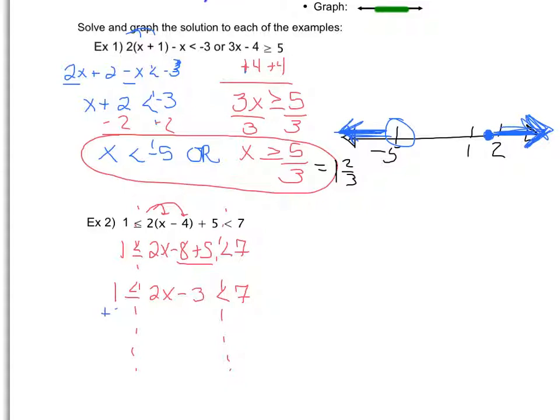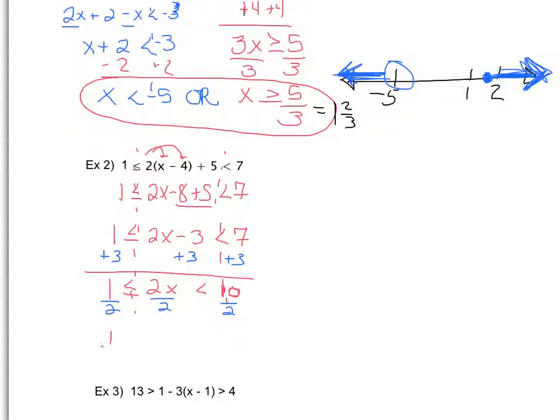So I'm going to add 3 to each piece, because I get rid of add or subtract first. I get 1 is less than or equal to 2x, less than 10. And then I'll get rid of multiply by dividing by 2, so I also have to do that to the left and to the right.